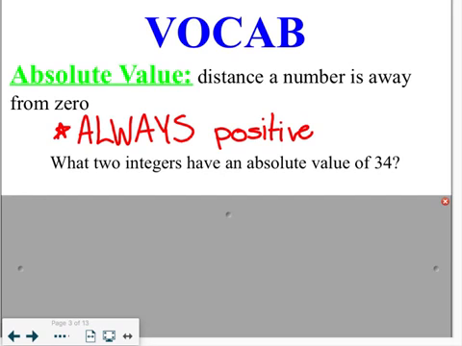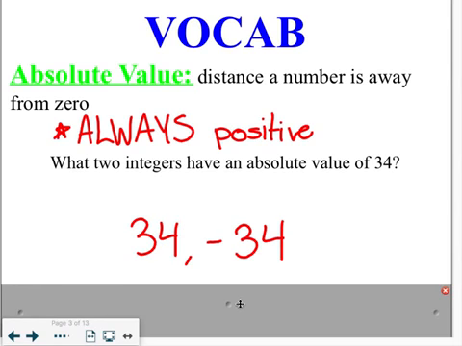So go ahead and take a minute and tell me which two integers have an absolute value of 34. The answer is 34 and negative 34. Both of those are 34 spaces away from 0.